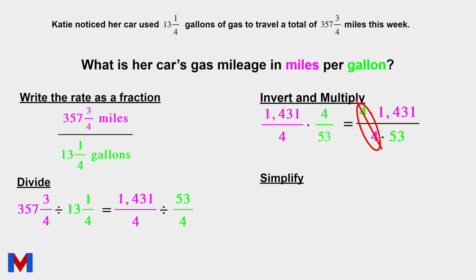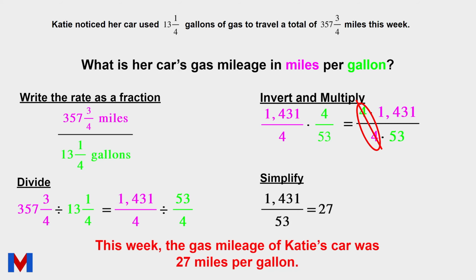We can think of it as a division problem again. 1,431 divided by 53 gives us 27. This week, the gas mileage of Katie's car was 27 miles per gallon.